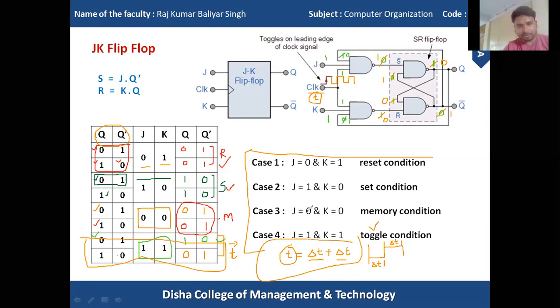And for J equals 0 and K equals 0, we are getting the memory condition. When J equals 1 and K equals 1, we are getting the toggle condition. Okay, we are getting a new condition here in the case of the JK flip-flop, and that condition is very useful in further development of different kinds of circuits.